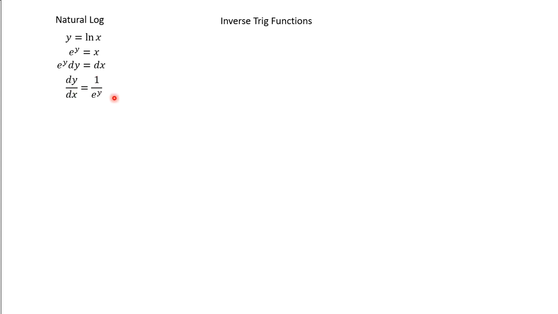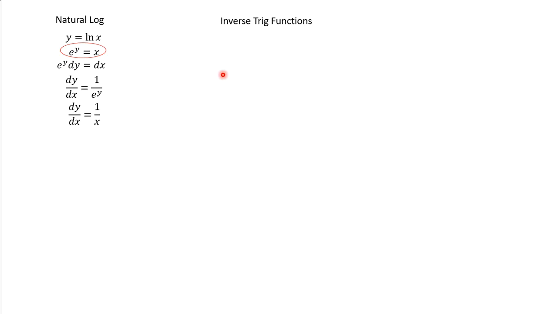Now we don't want a y in there. So what does e to the y equal? e to the y equals x. So the x can just plug right down in there, and the derivative is 1 over x. That's why the derivative of natural log is 1 over x.